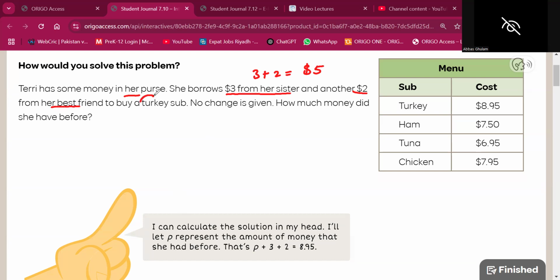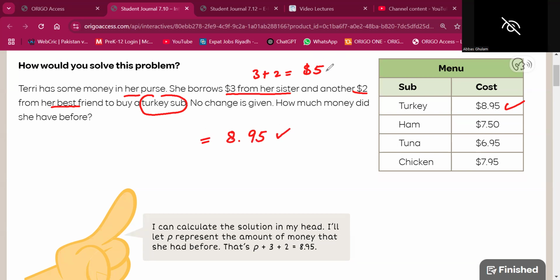And she wants to buy what kind of food? She wants to buy a turkey sub. How much is the turkey sub? $8.95. So what we need, no change given. How much did she have before? We need to find out how much money she already has in her purse. She is going to buy this, she needs to pay this.